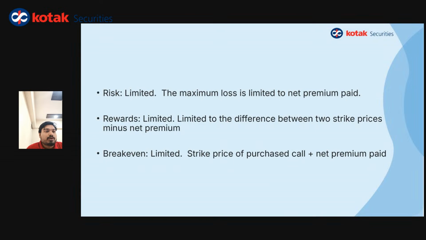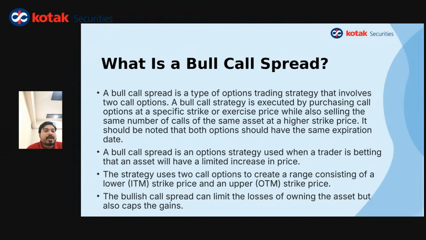Now, you see the second point over here, which says the strategy uses two call options to create a range consisting of a lower in the money strike price and an upper out of the money strike price. So the bull call spread can limit the losses of owning the assets, but also caps the gain. The third point says that since your profit is limited, so are your losses. So it's a very minimal risk and minimal profit gain strategy where you have to enter two call options.